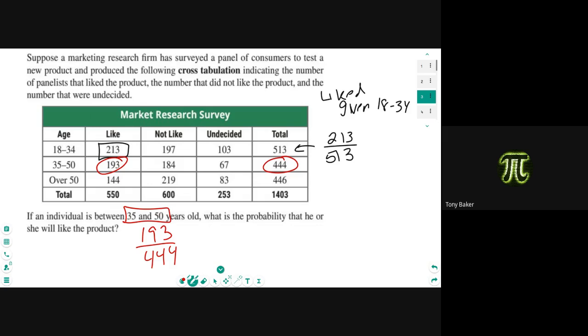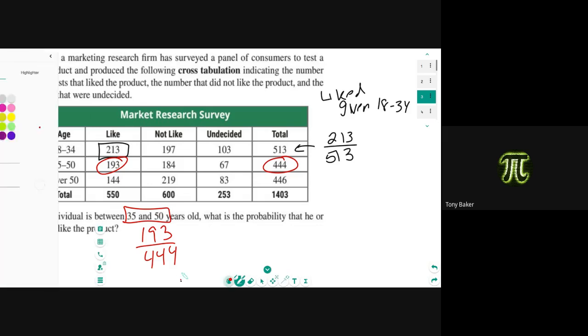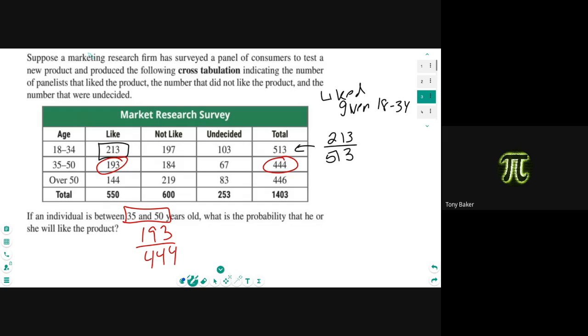All right, one more. Change my color again so I have the 3 different ones.